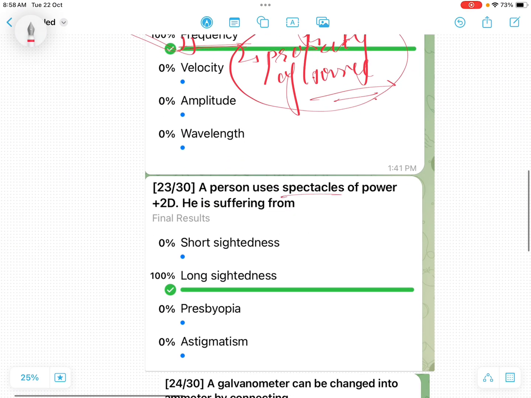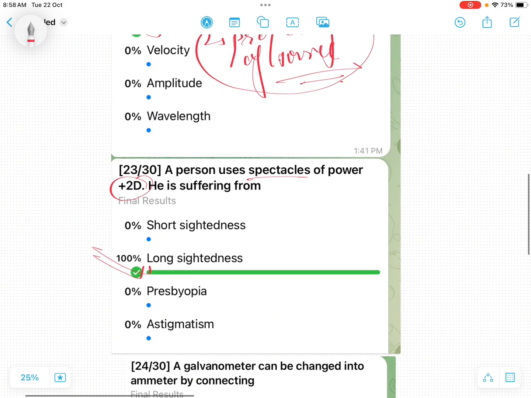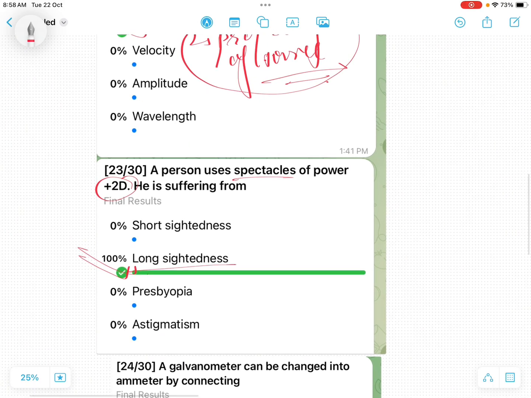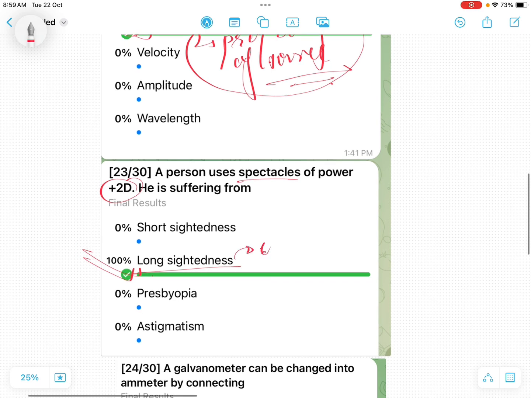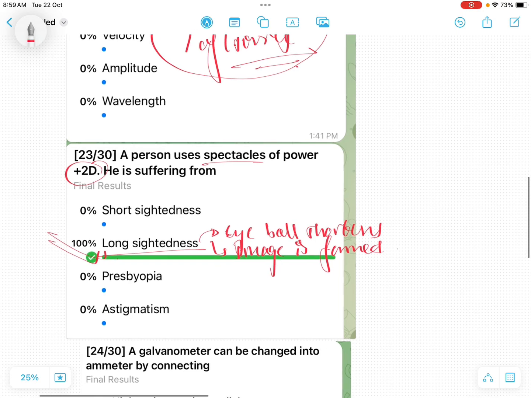A person is wearing spectacles of positive power, so he is definitely suffering from long-sightedness. Why? In long-sightedness the eyeball shortens, and due to this the image is formed behind the retina.